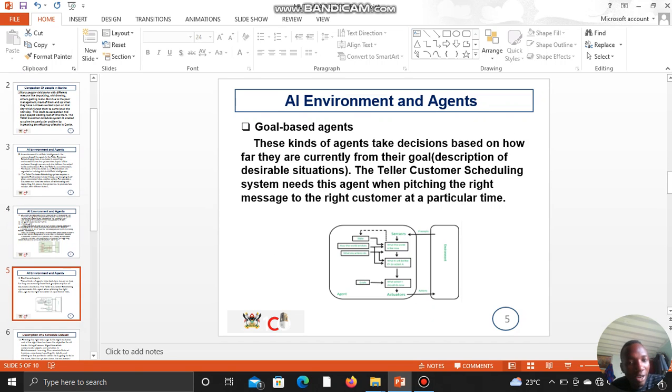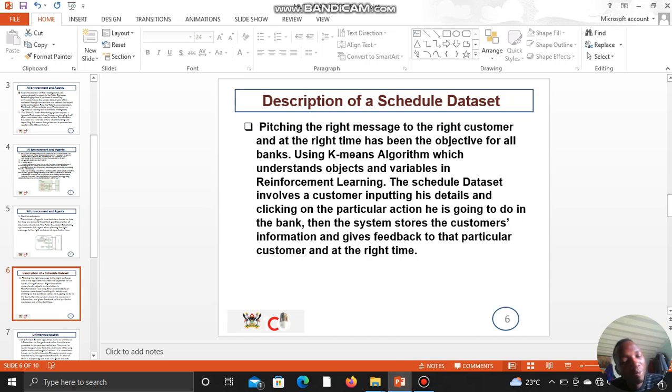Another agent I will use is the goal-based agent. These kinds of agents take decisions based on how far they are currently from their goal, the description of desirable situations. So the Teller customer scheduling system uses this agent when pitching the right message to the right customer at a particular time. This is self-explanatory. Pitching the right message to the right customer at the right time has been the objective for all banks.